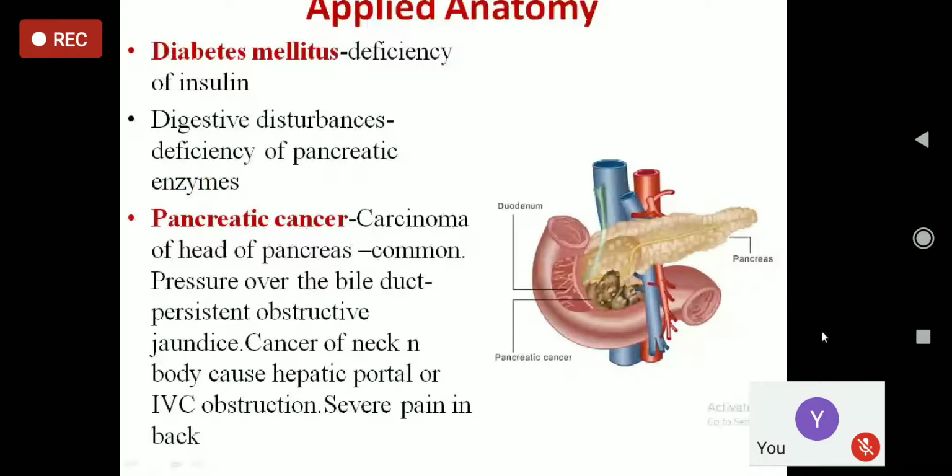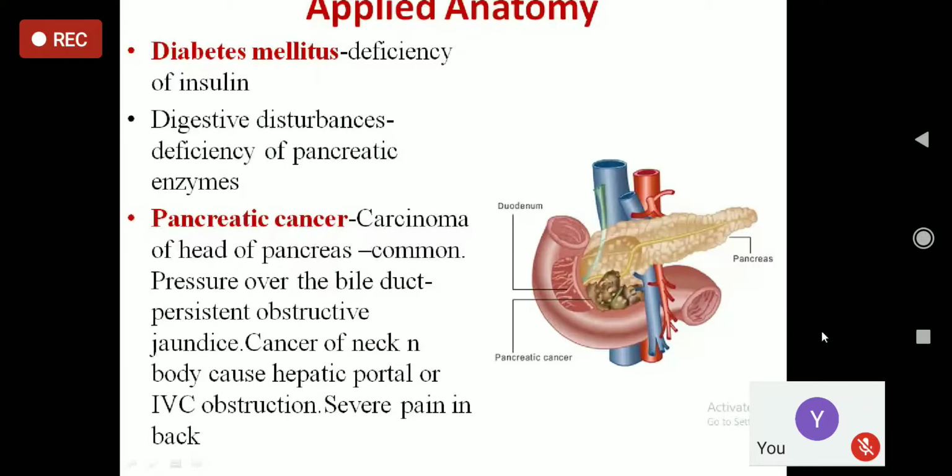A very important aspect of the pancreas is the clinical aspect. Diabetes mellitus is the deficiency of insulin. If the beta cells present in the endocrine part of the pancreas cannot secrete a sufficient amount of insulin, it can cause diabetes mellitus. Digestive disturbances can also be caused by the deficiency of pancreatic enzymes. The pancreatic enzymes are responsible for the digestion of food. If there is a lack of enzymes, there may be an indigestion problem.